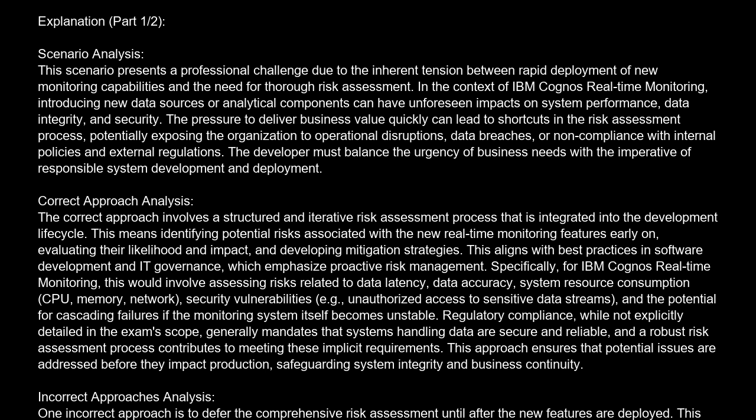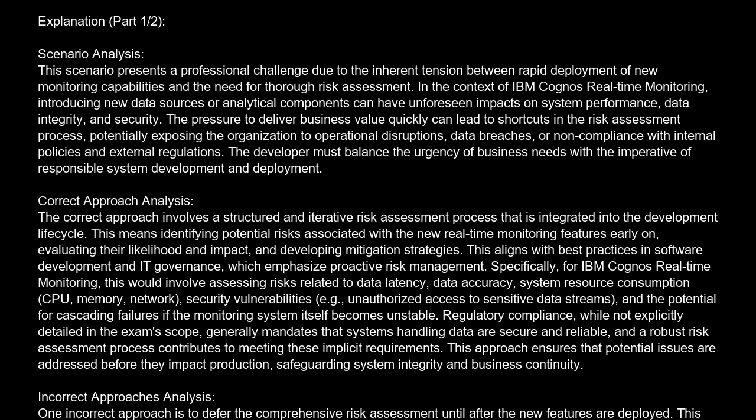Specifically, for IBM Cognos real-time monitoring, this would involve assessing risks related to data latency, data accuracy, system resource consumption (CPU, memory, network), security vulnerabilities, e.g., unauthorized access to sensitive data streams, and the potential for cascading failures if the monitoring system itself becomes unstable. Regulatory compliance, while not explicitly detailed in the exam scope, generally mandates that systems handling data are secure and reliable, and a robust risk assessment process contributes to meeting these implicit requirements. This approach ensures that potential issues are addressed before they impact production, safeguarding system integrity and business continuity.